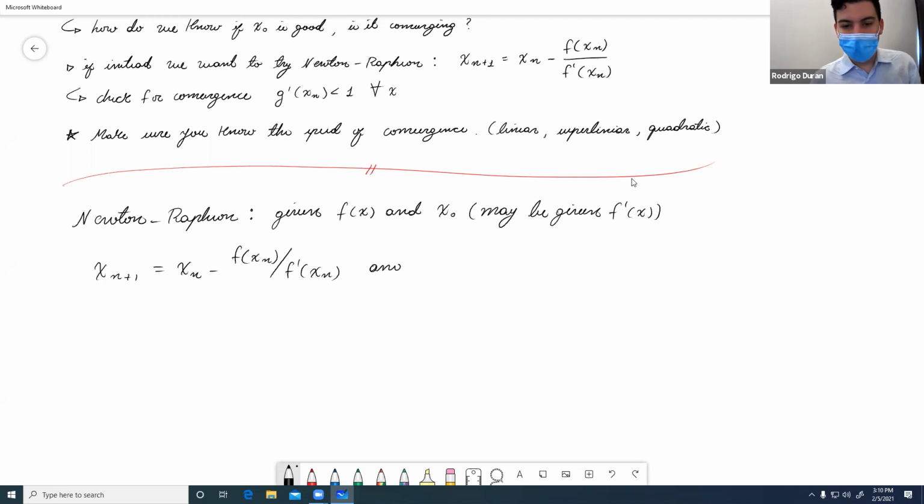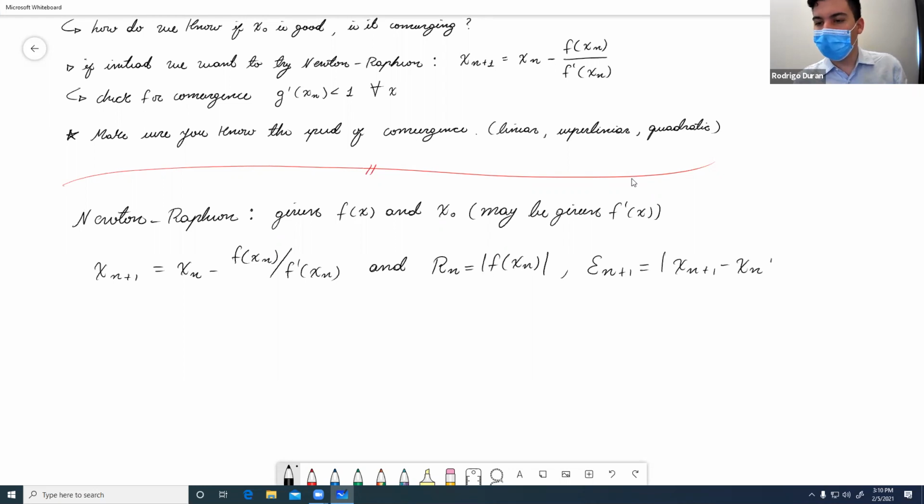And here are the other formulas. The residual at whatever iteration is the absolute value of your function evaluated at that particular root. And the iterative convergence at the next one is the root at the new iteration minus the root at the previous iteration. The reason I do it like this is because there is no iterative convergence at the initial guess, because you have nothing to compare it to.